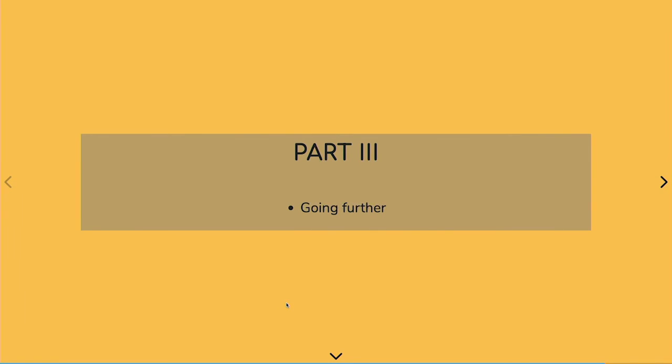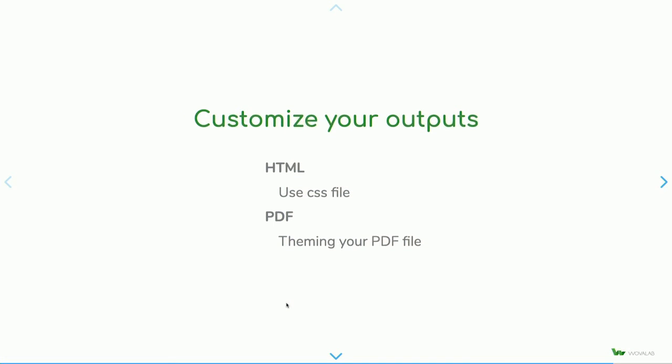Last part of my talk: how can we go further with that? First, you can customize your outputs. When you are creating HTML or PDF, you have a default template, but if you are creating an HTML file, you can use a CSS file to customize your output. And for the PDF, there is a way to theme your output.